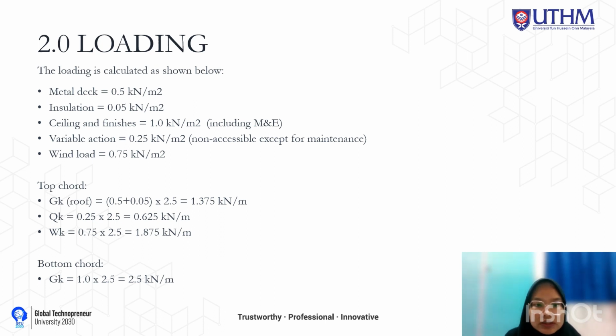For the top chord, its Gk permanent action is 0.5 plus 0.05 times 2.5, equal to 1.375 kN per meter. And for the Qk variable action, 0.25 times 2.5 equals 0.625 kN per meter. And for the window, Wk equals 0.75 times 2.5, equal to 1.875 kN per meter. And for the bottom chord, permanent action equals 1.0 times 2.5 equals 2.5 kN per meter.